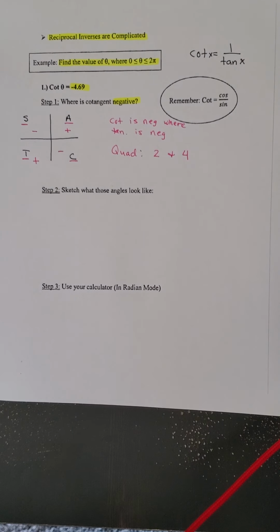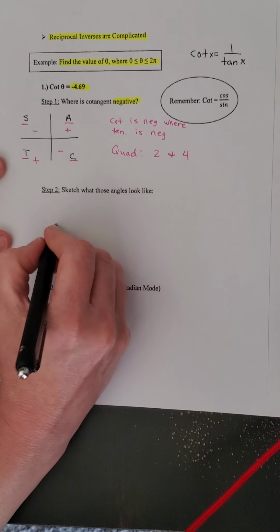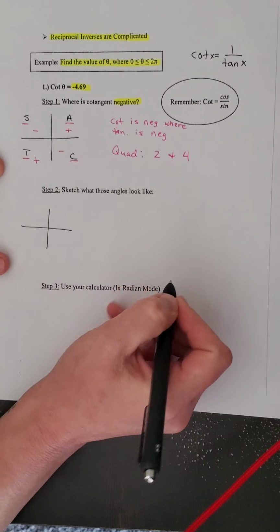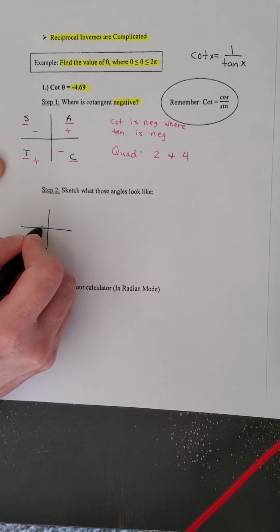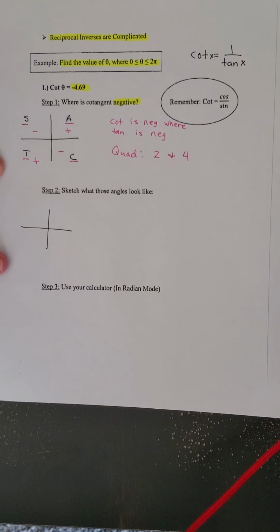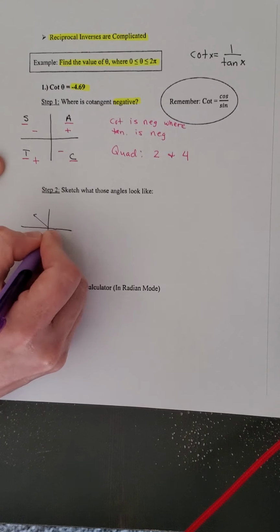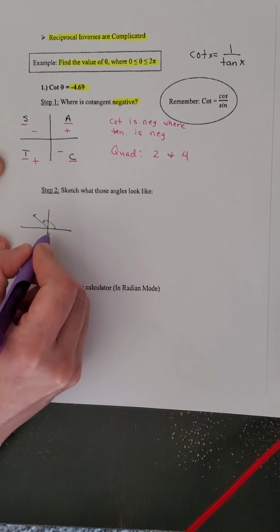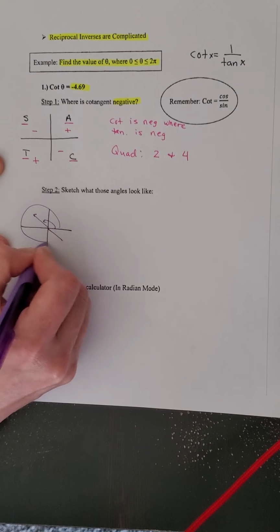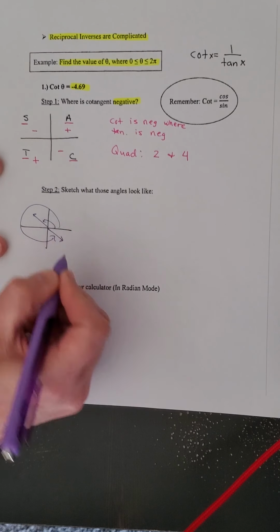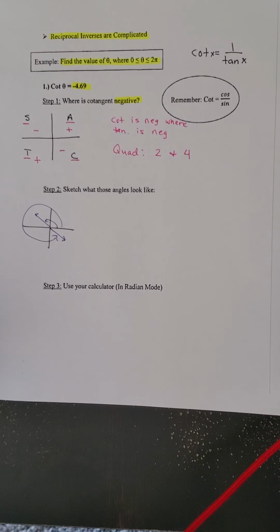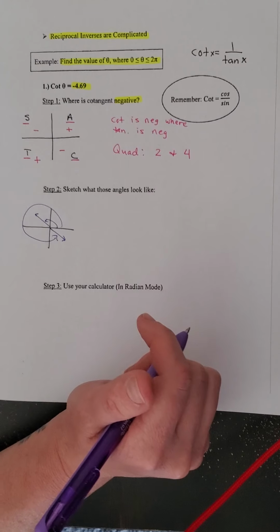All right, so we're going to sketch what those angles would look like. So sketching what those angles would look like, we're going to be somewhere in quadrant 2, over here, so something like that, right? And somewhere over here in quadrant 4, so all the way around, so that we get a visual of where these two angles are going to be.